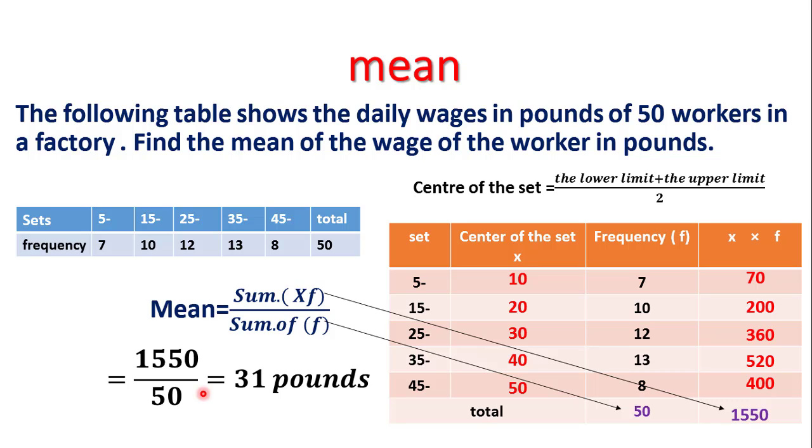So again, if you want to calculate the mean, you have two rules. The first one: if you have a set of numbers, you use the first rule, which is the summation of values over the number of values. If you have a frequency table, you use the second rule, the summation of XF over the summation of F, where X is the center of the set and F is the frequency.